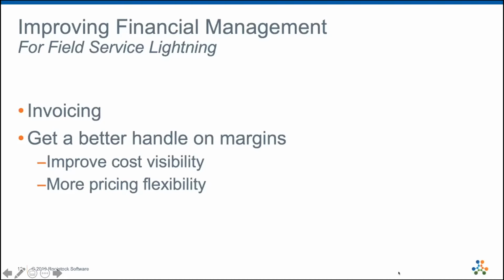The second thing is, if you're in charge of running a field service organization, you're most likely getting measured on the profitability and the margin contribution of what you're doing. One of the things we want to show you today is how you get a better cost visibility to what's going on at a work order level, and also more pricing flexibility to help you improve the top line as well. And these will be done inside of Field Service Lightning.